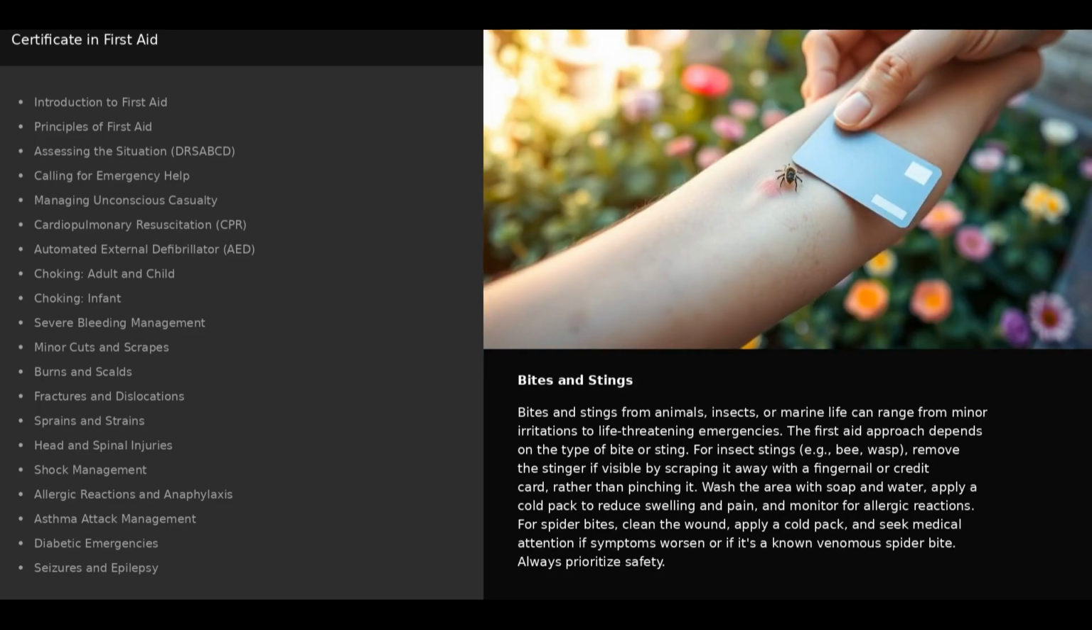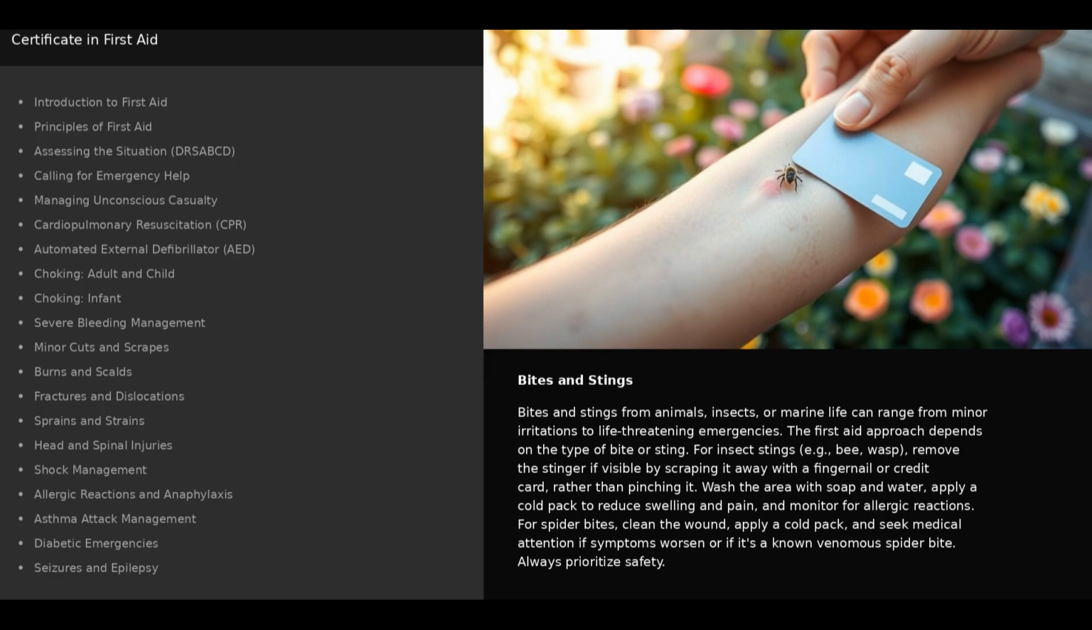Bites and stings. Bites and stings from animals, insects, or marine life can range from minor irritations to life-threatening emergencies. The first aid approach depends on the type of bite or sting. For insect stings, for example bee or wasp, remove the stinger if visible by scraping it away with a fingernail or credit card rather than pinching it. Wash the area with soap and water. Apply a cold pack to reduce swelling and pain, and monitor for allergic reactions.